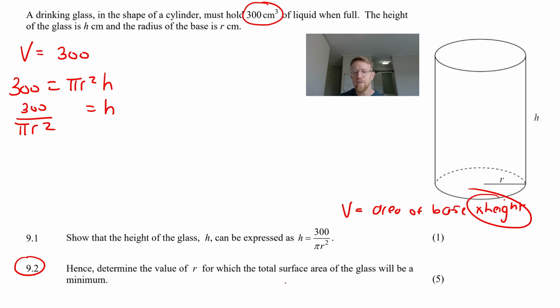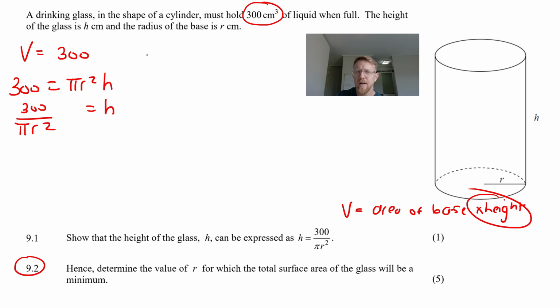Hence, determine the value of r for which the total surface area of the glass is a minimum. Okay, so it's really important that you understand your formulas, because optimization is one of the easiest chapters I have ever seen, but the learners get tripped up by the fact that they don't know their formulas. So go watch videos on measurement, where you can actually learn the formulas and understand where they come from, because there's a little catch in this one. And the catch is the following.